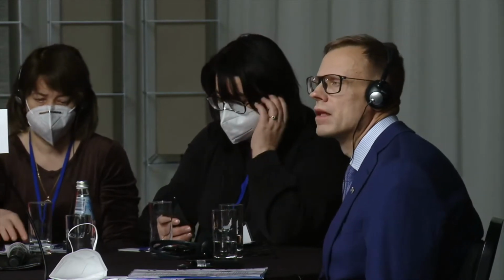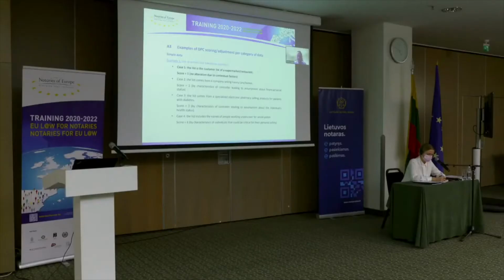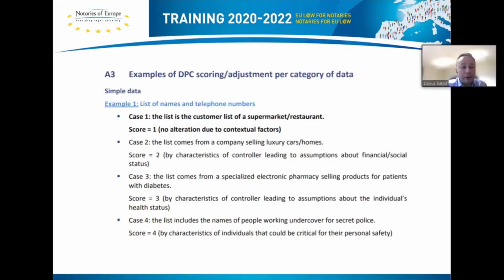Let's see an example. As we can see, the loss of the same personal data can be treated very differently according to context. For example, loss of names and telephone numbers. First case, loss of, let's say, consumer data of a supermarket. Yes, and in the worst scenario, case number 4, the list includes names of people working for the Secret Service. So according to context, a data breach can be evaluated very differently.